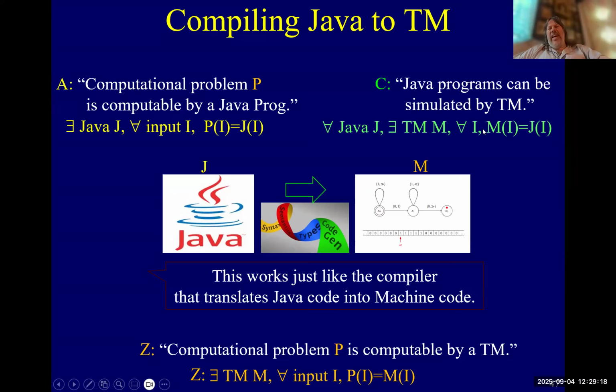So what are we saying here? We're saying Java programs can be simulated by Turing machines, right? We're saying any Java program, you give me a Java program, I can give you a Turing machine such that for every input, they give the same answer, right? Right here, you're giving me a Java program. We're playing the game.